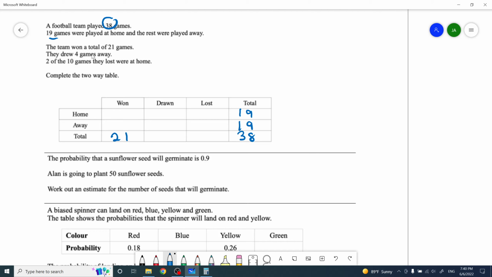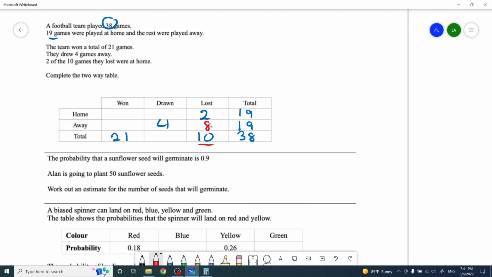They drew 4 games away. So we go to drawn, and under away we're going to put 4. And then 2 of the 10 games they lost were at home. This is a bit of a tricky one. So they're saying that they lost 10 games in total, and 2 of those were at home. So here we're going to put 2 for lost at home, and 10 in total. So we can already start to fill in what's missing here. They lost 10 games in total. 2 of them were lost at home, so that means that they must have lost 8 away. 10 minus 2 gives us 8.